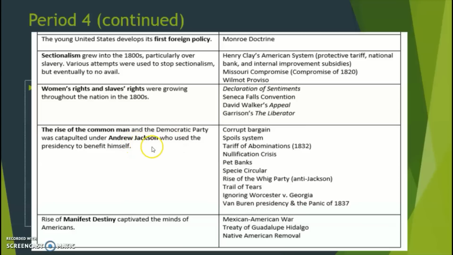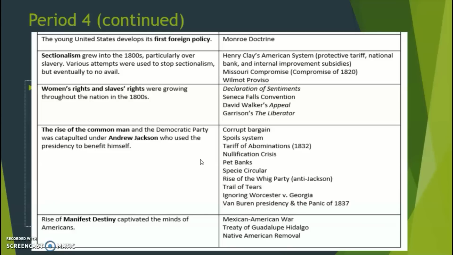One of the reasons why he sort of catapults to this common person is the corrupt bargain, where the election of 1824 is swayed away from him to John Quincy Adams. And so that leaves a bad taste, and in 1828 he's going to reclaim the presidency. But of course we know the spoils system. That is of course where he's going to reward people who are loyal to him. He's going to fire 10,000 federal officials.